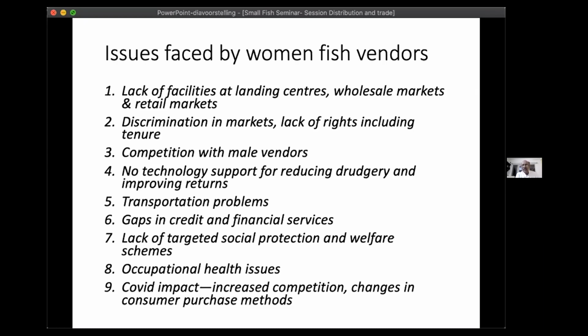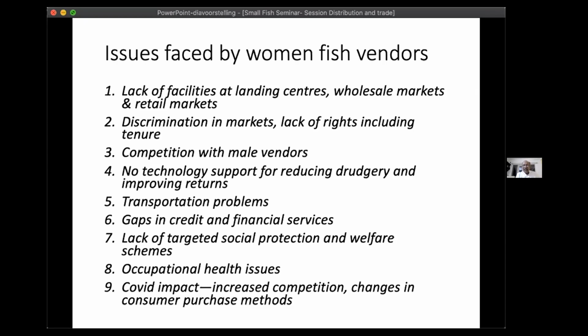In principle, in India, the banks are all accessible to the common people, like the fisherwomen. But in reality, it is not easy to access those funds. So institutional credit at reasonable price is not available. So their cost of capital is quite high. And targeted social protection and welfare schemes are by and large absent.